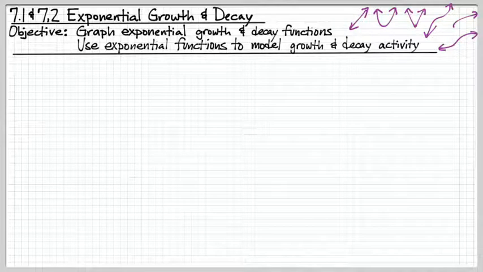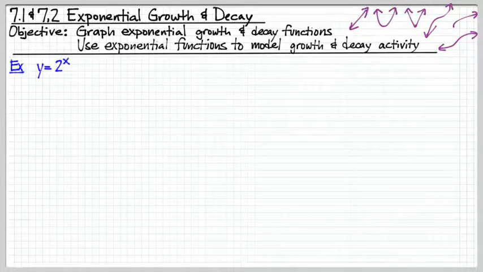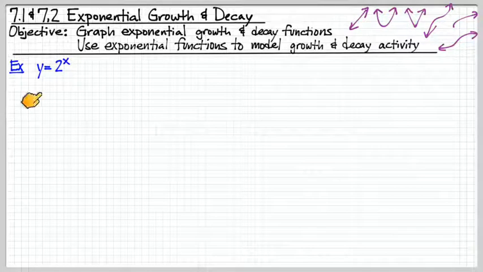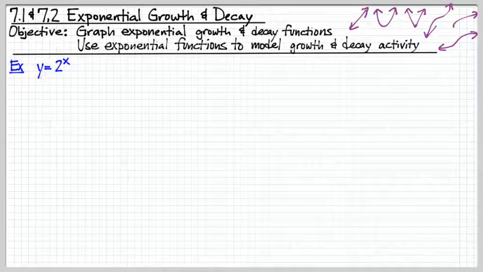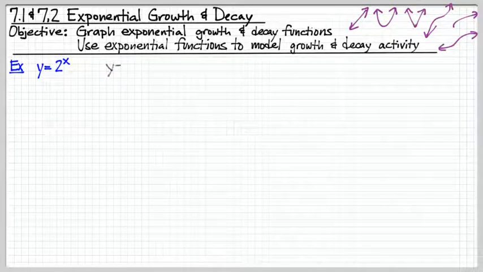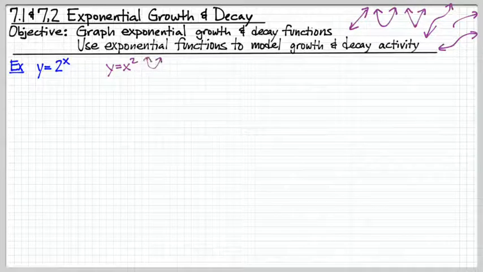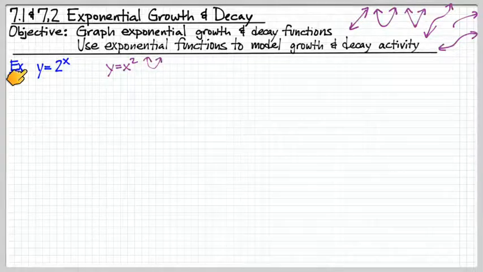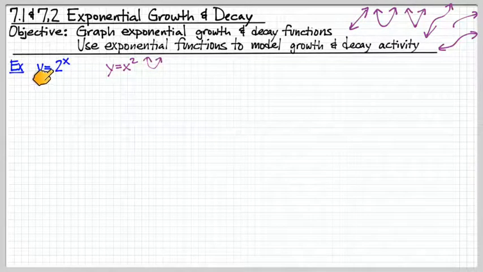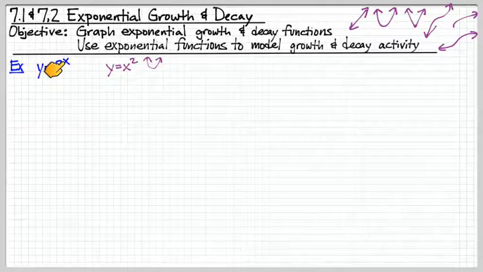Today we're going to learn a new type of shape. It's called the exponential growth shape, growth and decay. We have this equation here, y is equal to 2 to the x power. This is not to be confused with y is equal to x squared, which is our classic parabola. In this case, 2 is the base, x is the exponent.